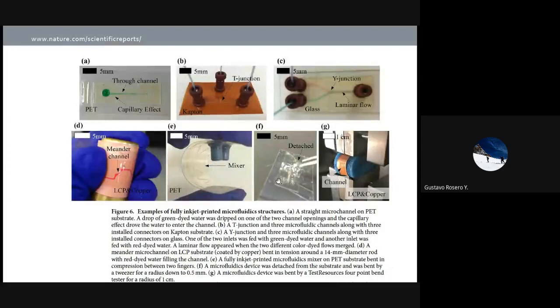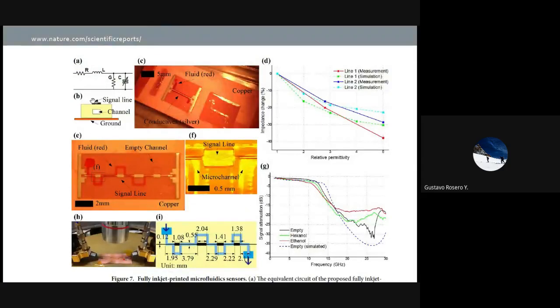They perform different prototypes, as I told you. These are the different substrates that they use. The first is PET, and then PEN, Kapton, glass, LCP copper, PET again, and LCP copper. They perform these kinds of prototypes, and some of them use electrodes. And this is the configuration of one of these.